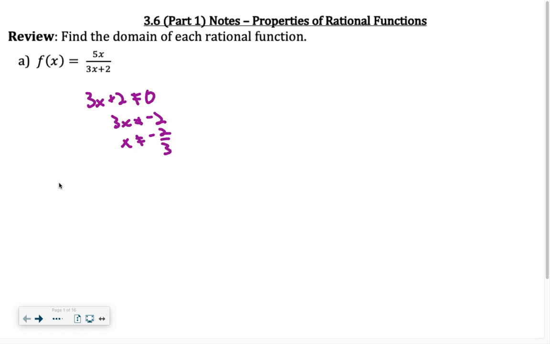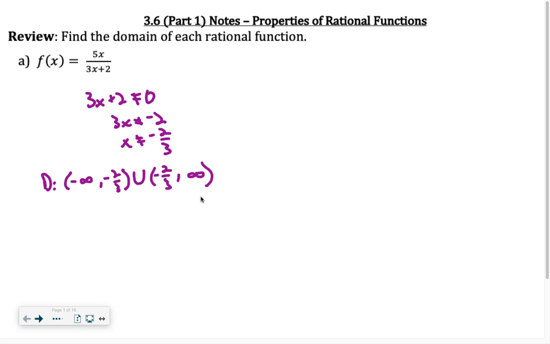So to write my domain, I'm going to write this as the only value that I can't have is negative 2/3. So I'm going to say, well, I'm going from negative infinity up to negative 2/3, not including negative 2/3, union, and then pick back up with negative 2/3 to infinity.